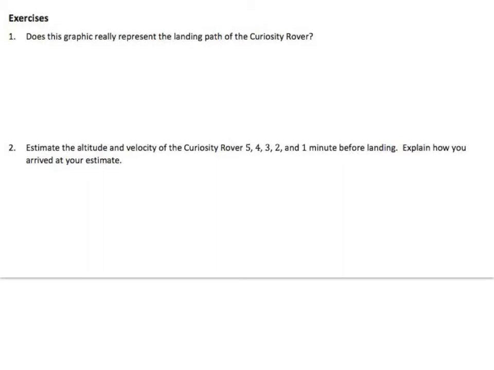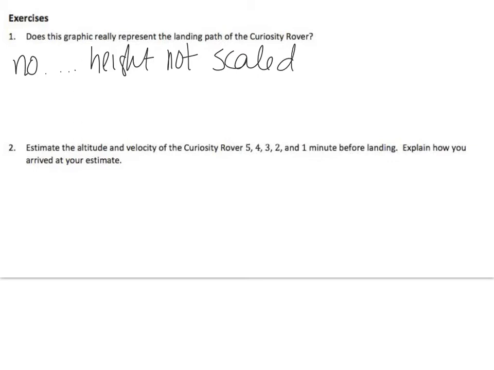So let's try to interpret that awesome graph we just made. Does this graphic really represent the landing path of the Curiosity rover? No, because I did a stinky job. The height isn't really scaled very well. It doesn't really do a good job representing what we did. So I could be sweet and say the height's not scaled appropriately.